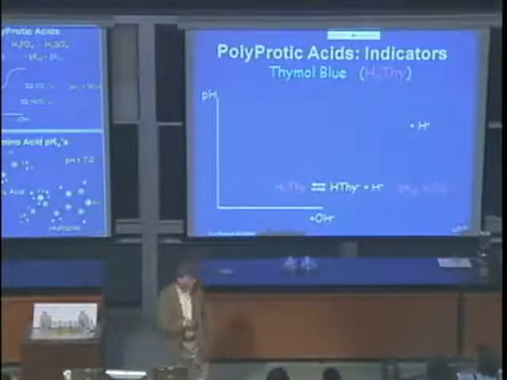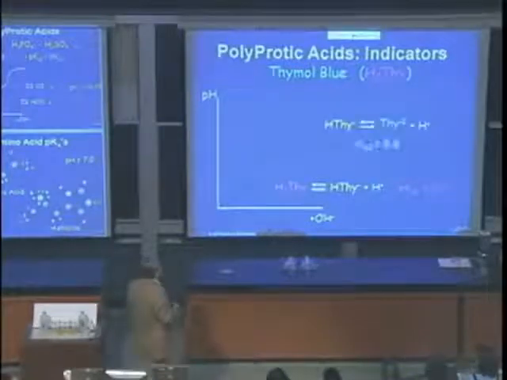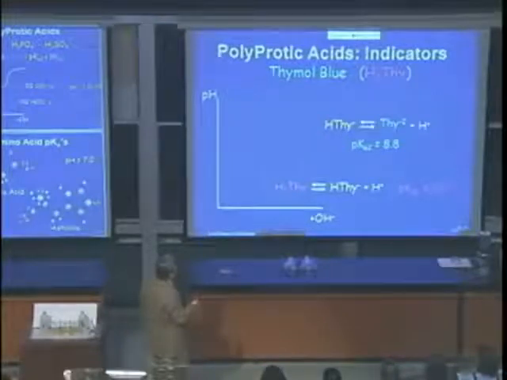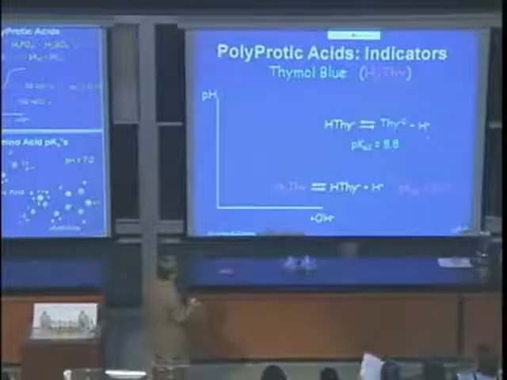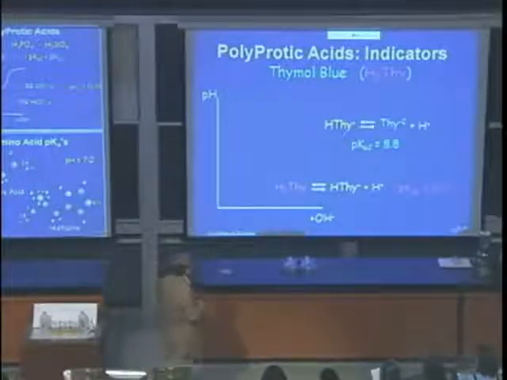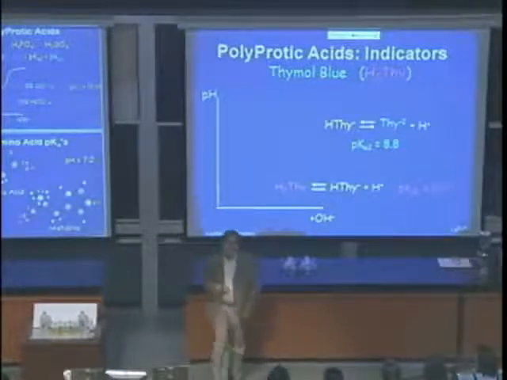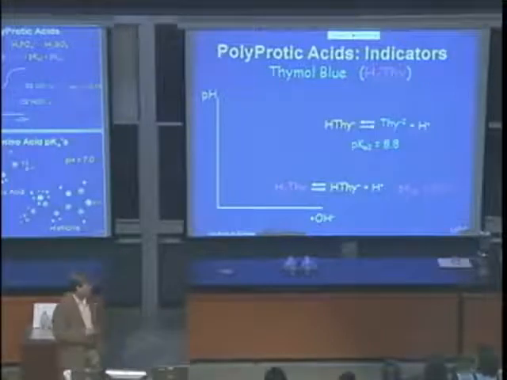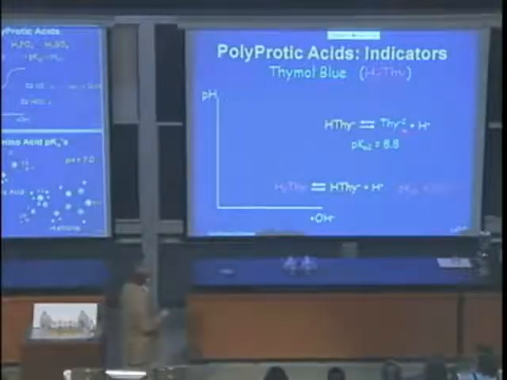Yeah? So now the second equilibrium here is this ion has still a proton, and that proton, if I react it with water plus H2O, gives the thymol 2 minus anion plus H3O plus, or we left the water out, it's H3O plus. And this has a pKa of 8.8, so 10 to the minus 8.8 is the Ka, so that's a lousy acid essentially.